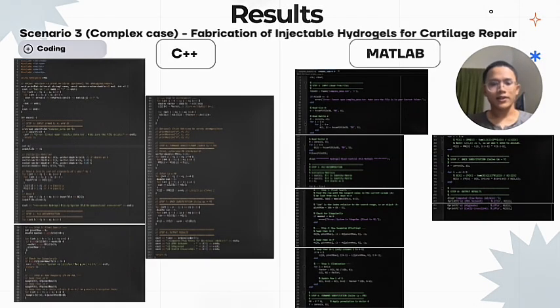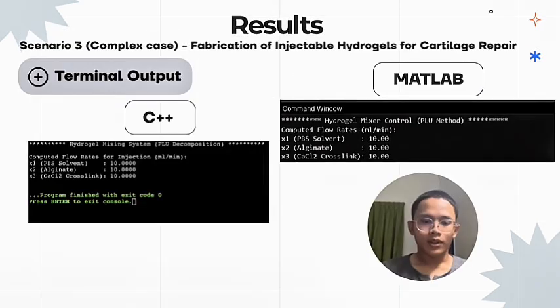So these are the results for scenario 3, complex case: fabrication of injectable hydrogels for cartilage repair. On the left side is the C++ code, and on the right side is the MATLAB code. Then this is the terminal output after running the program with the example question as input. We get x1, x2, and x3 equal to 10.